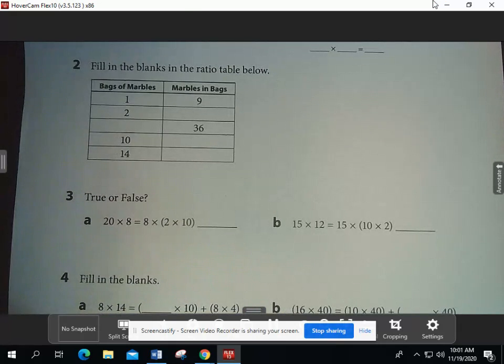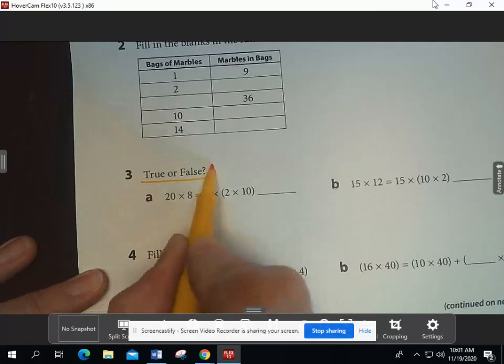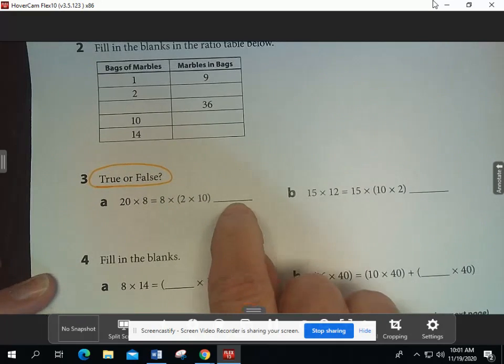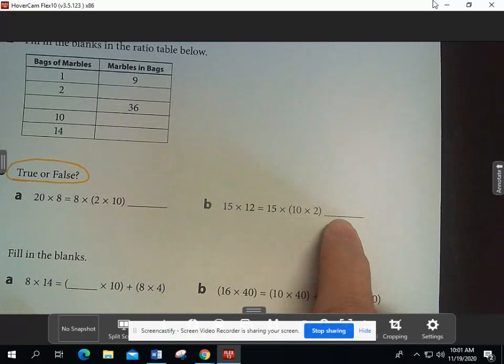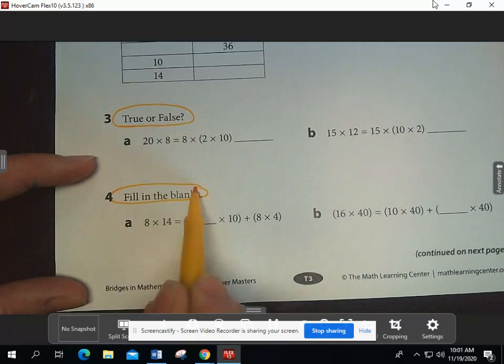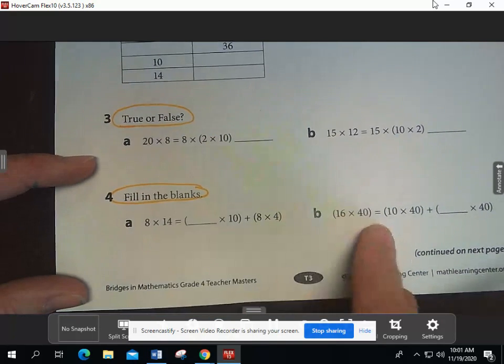Okay, 4th graders, can you read? What does this say? True or false? So, what do you think you have to put in this blank? Don't put a number, it's true or false. Okay, 4th graders, does this one say true or false? It does not say true or false.